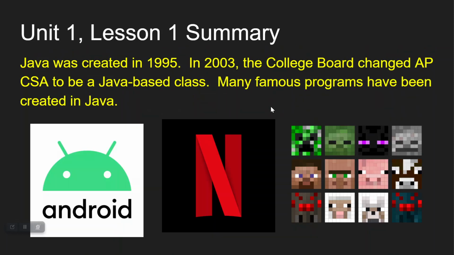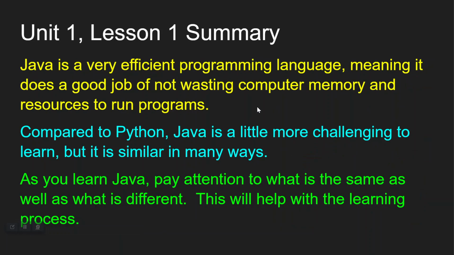Java was created in 1995. In 2003, the College Board changed our class to be a Java-based class, and that's because Java was becoming so widely used throughout industry. Many famous programs have been created in Java, including Android phones, Netflix, and of course there's tons of stuff in Minecraft that is Java related. So very widely used. Java is also a very efficient programming language, meaning it does a really good job of not wasting computer memory and resources in order to run its programs.